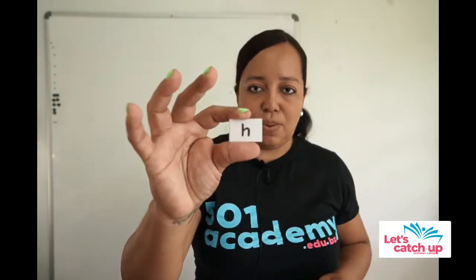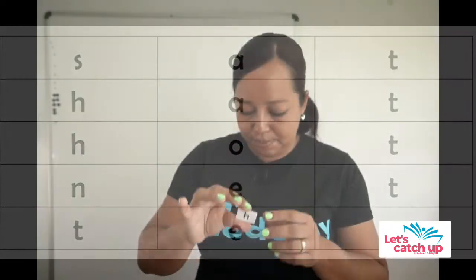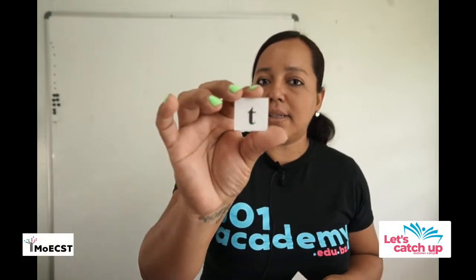Let's find letter H. Can you find your letter H? Find your letter H. Letter H is this one. Find your letter H. Letter A. And then letter T. T, T, T. Our letter for today. Extra special letter T.